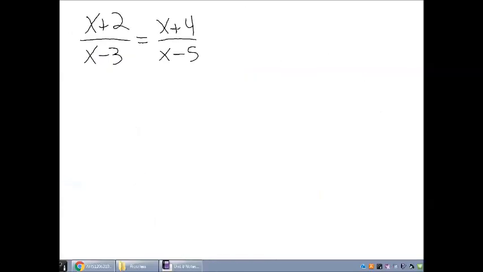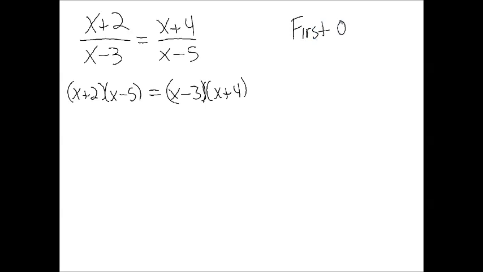When I cross multiply this, I'm going to get x plus 2 times x minus 5, and then x minus 3 times x plus 4. Do you guys remember how to FOIL from algebra? Anybody need a refresher? Okay. So FOILing from algebra stands for first, outside, inside, and then last. And that explains the order that you multiply in.